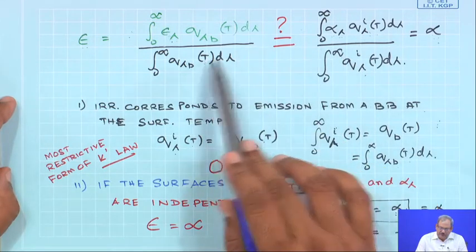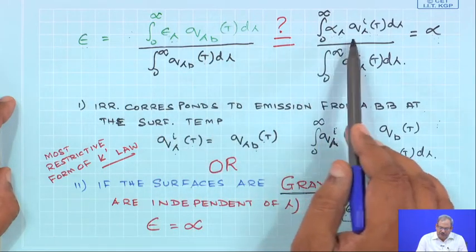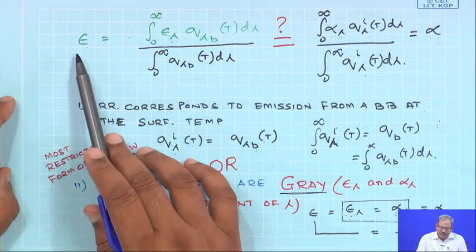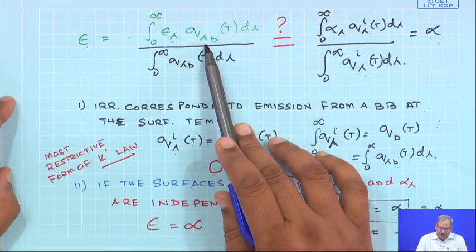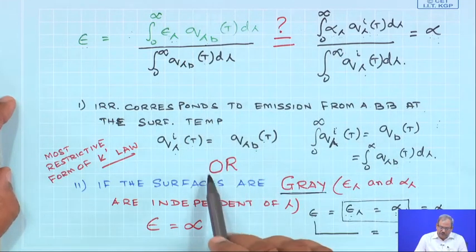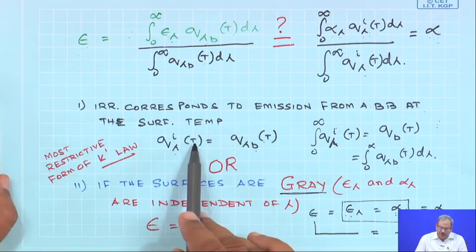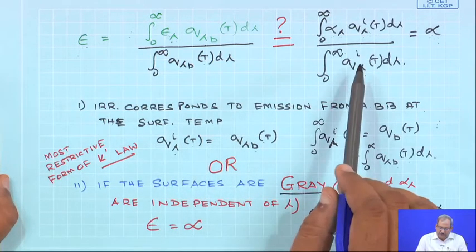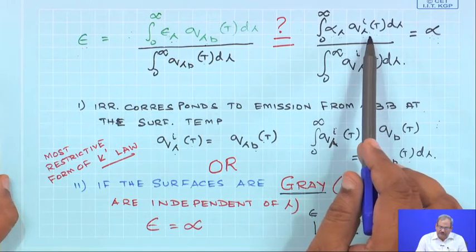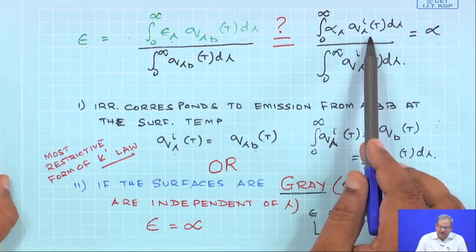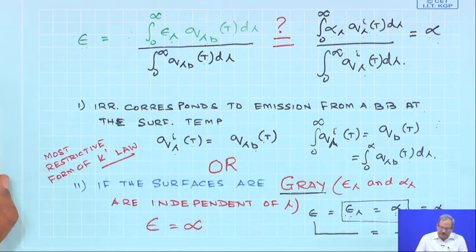And if you now see both sides of the equation, since epsilon lambda is equal to alpha lambda, therefore alpha would be equal to epsilon, since q lambda b is equal to q. So, you are going to have q lambda b t on both sides. So, that is the most restrictive form of Kirchhoff's law, which assumes that the surface from where the irradiation is coming from is a black body, and its temperature is equal to the surface on which the radiation is falling.